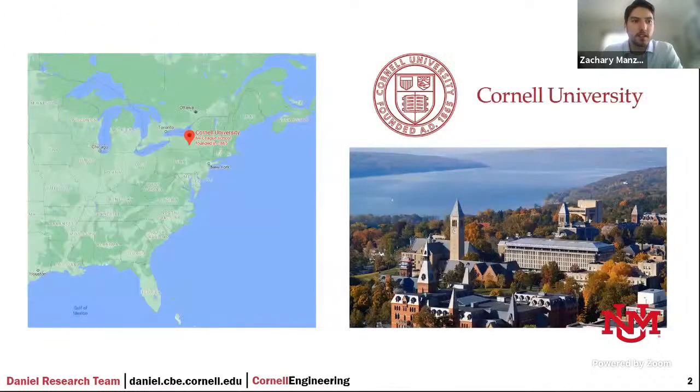So before I get started, I just want to orient you where we are. We're at Cornell University. It's this school in upstate New York, in Ithaca, New York. And it's a really beautiful place. I'd really encourage you to come visit if you ever get a chance once things are a little more normalized.